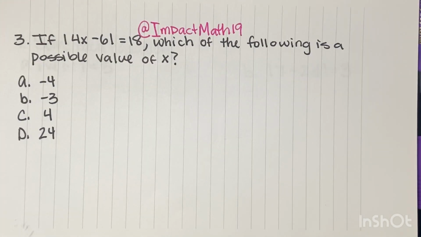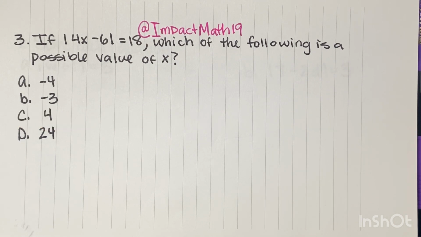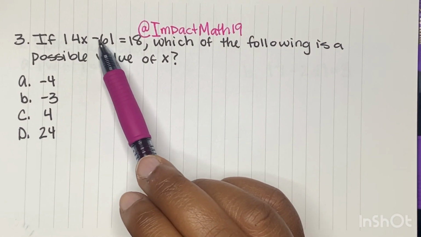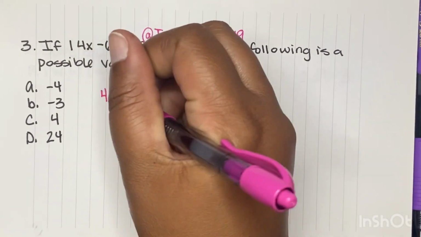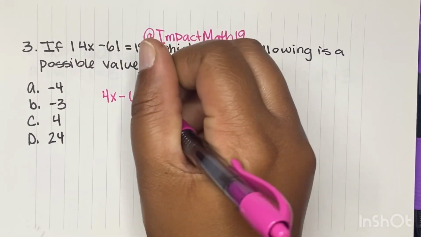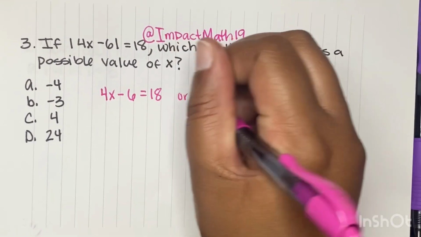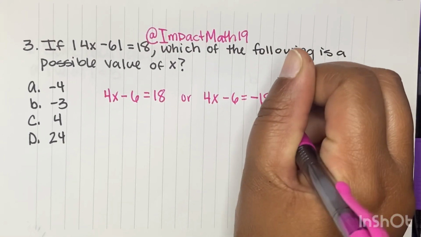Okay, so number 3 says, if the absolute value of 4x minus 6 equals 18, which of the following is a possible value of x? So again, the 4x minus 6 stays the same because it's in the absolute value. So we're going to do 4x minus 6 equals a positive 18. But we also have to write another equation that says 4x minus 6 equals negative 18.